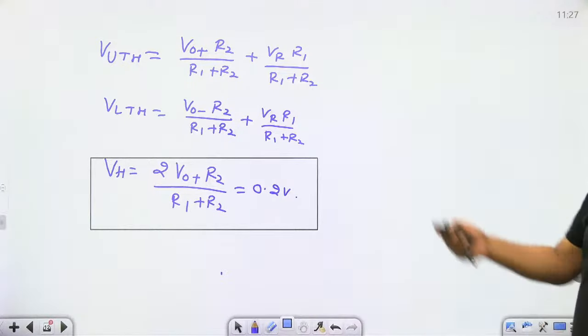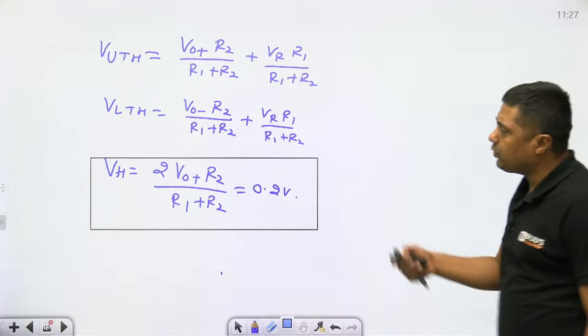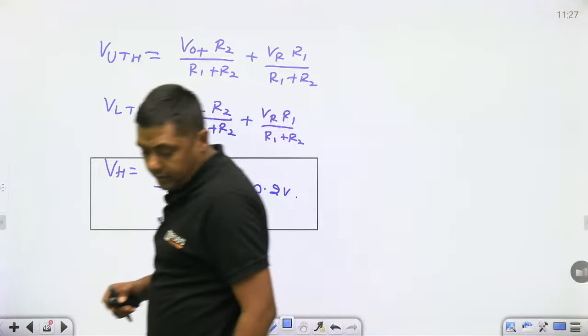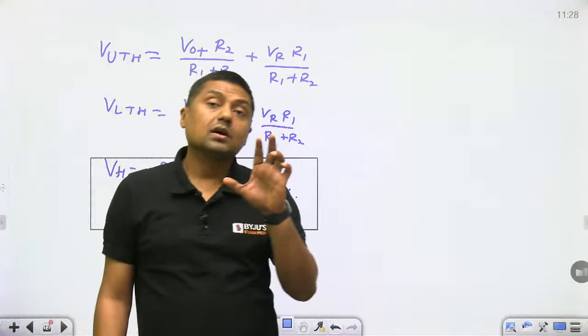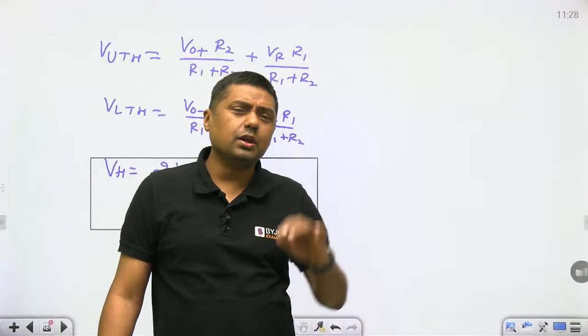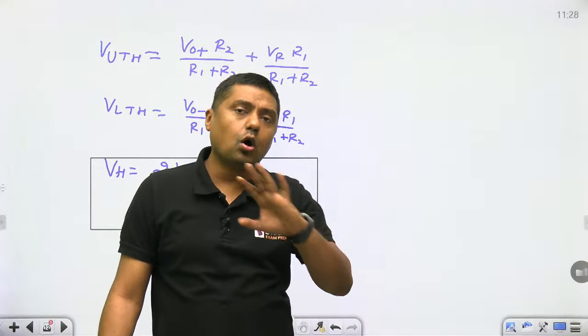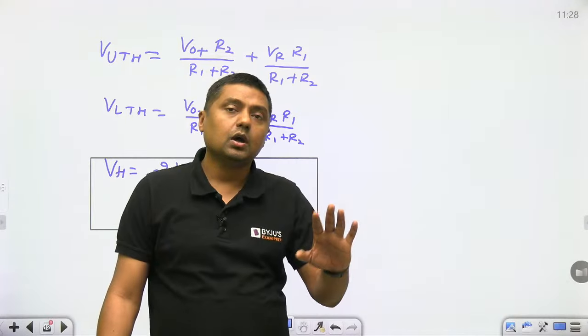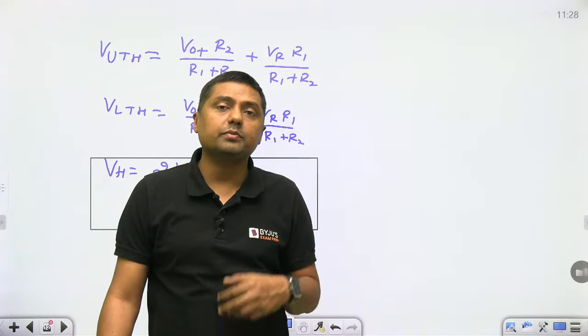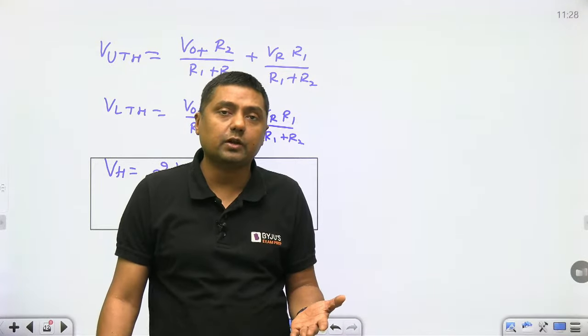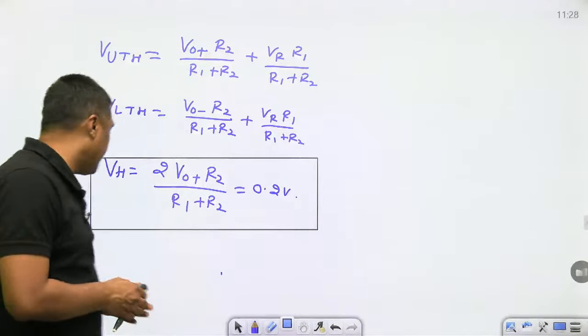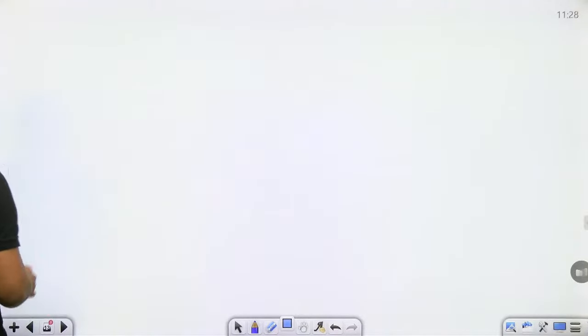Okay, no problem, that is not given. You can assume any value and you can find the answer. Next, Schmitt trigger circuit. In a number of sessions, I have given all types of Schmitt trigger diagrams, whether the input is connected to the positive terminal or to the negative terminal. So I am giving you 3 important diagrams. Please prepare these 3 diagrams.